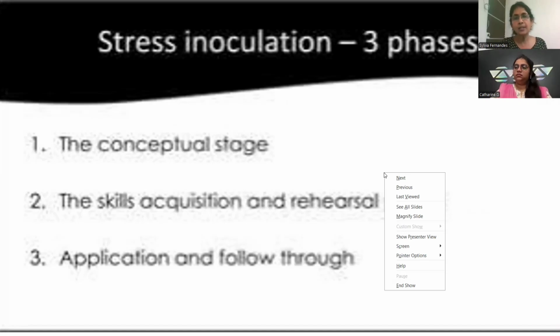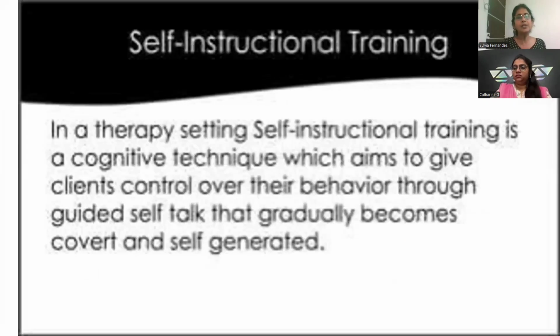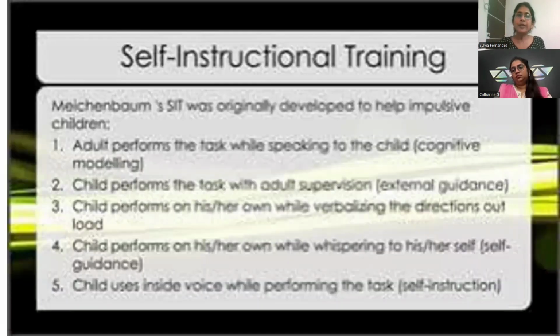The next we look at is self-instructional training. In a therapy setting, self-instructional training is given so that the client controls their behavior through guided self-talk, and then it becomes a self-generated talk. So, for example, if a child has to be taught something and to be instructed to do it by themselves, the adult will first perform the task while speaking to the child. Then the child will perform the task with the adult guiding him.